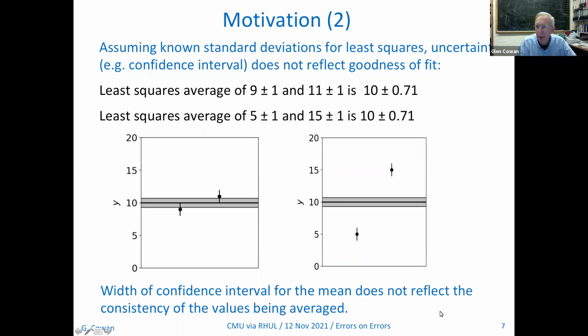So here's one of the problems that immediately occurs in that type of enterprise. Maybe you have two different groups that have measured a particular quantity, and one comes up with a value of 9 plus or minus 1, and the other finds 11 plus or minus 1. And so you average them and you get 10 plus or minus 1 over root 2. On the other hand, you might have a situation where one group finds 5 plus or minus 1 and the other finds 15 plus or minus 1. And so you still have then, if you do this average just with ordinary least squares, 10 plus or minus 0.71. So the length of the confidence interval for the parameter of interest, for the mean, is insensitive to the internal consistency of the values that you're trying to average. So that's a problem that we need to somehow address.